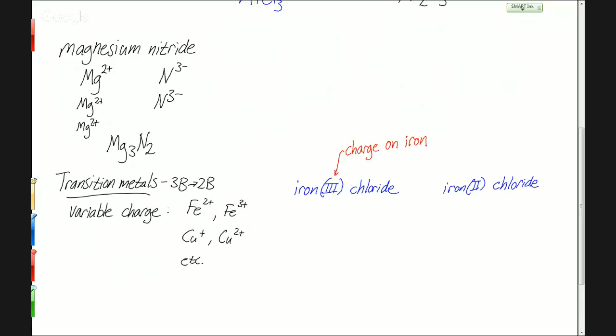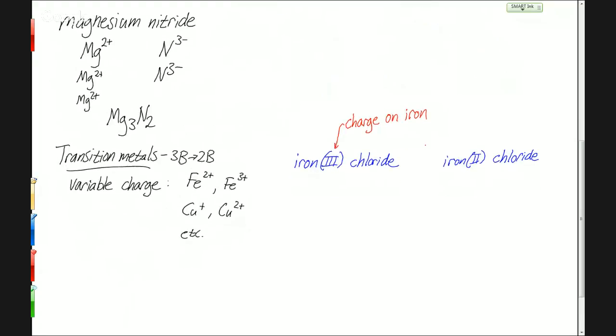Notice that it does not tell you the little subscript number. It doesn't tell you the number that you put in the formula. It tells you the charge. So you still have to do the work that we did before, but you know the charge. Let me show you what that looks like.